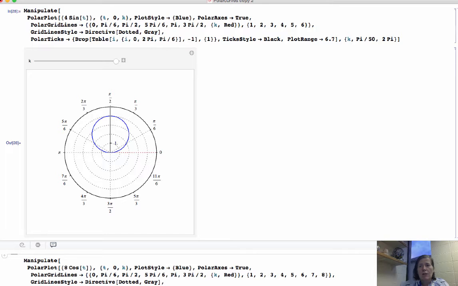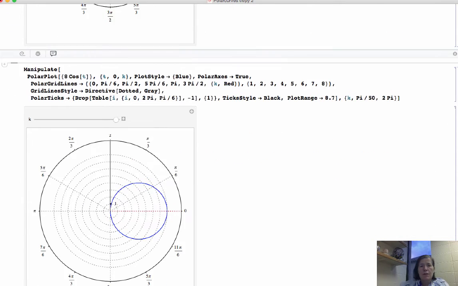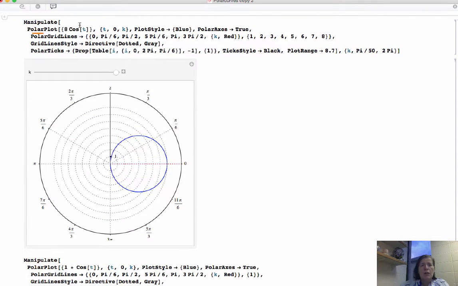And likewise, if we graph the equation r equals 8 times cosine theta, as predicted, it traces out a circle, but this time it's in the right half of the plane, and the center is on the x-axis at the point x equals 8 over 2, and this also gives us a circle.